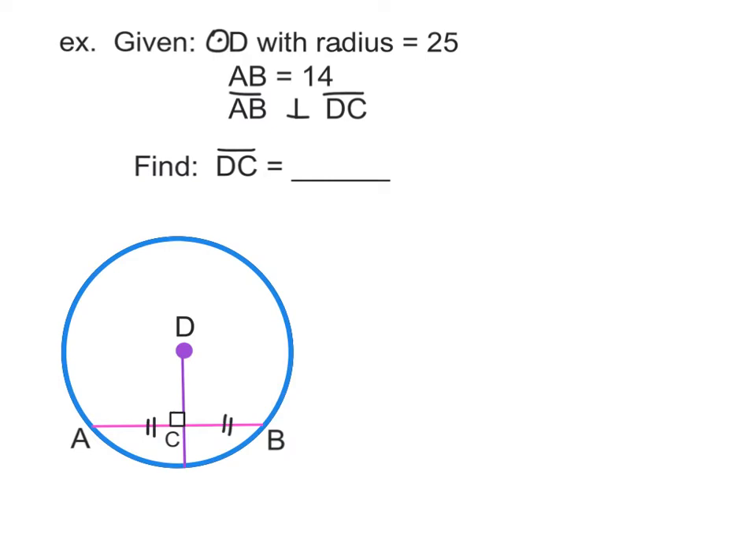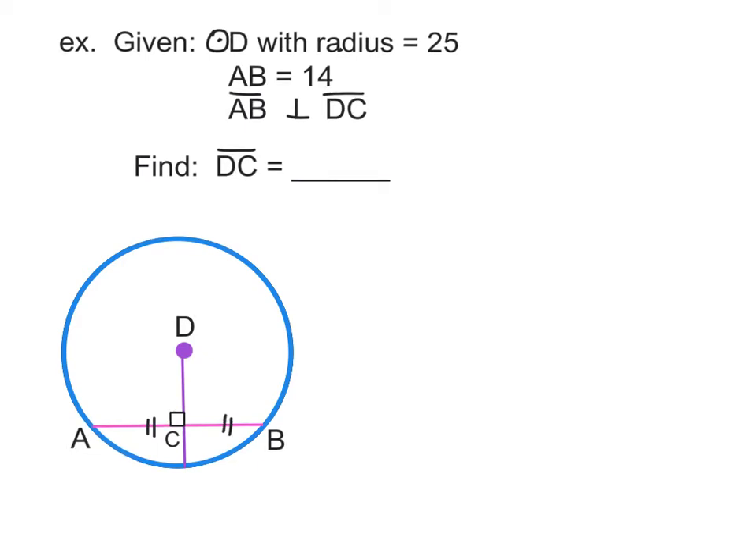Okay, so let's put this theorem in context. Here I'm giving you circle D. D is the center of the circle. I'm telling you the radius of the circle is 25. Next I'm telling you that the length of chord AB, so the length of that segment, is 14, and I'm telling you that AB and DC are perpendicular. So since these guys are perpendicular, I know that the radius also bisects the chord.